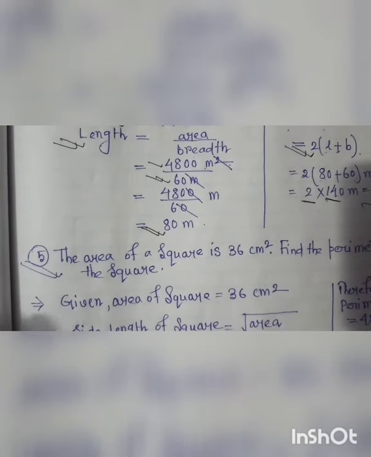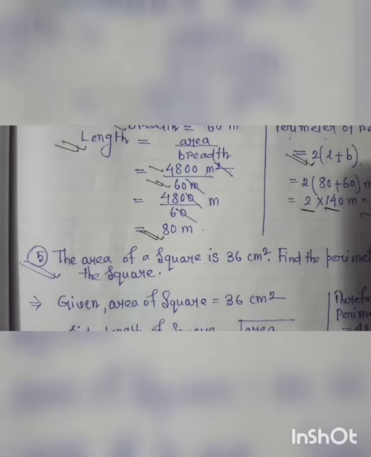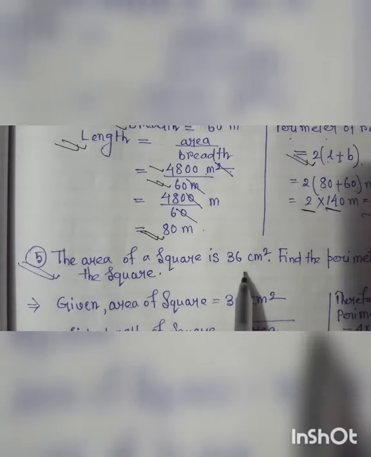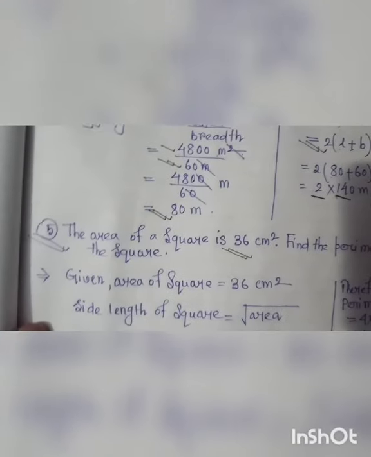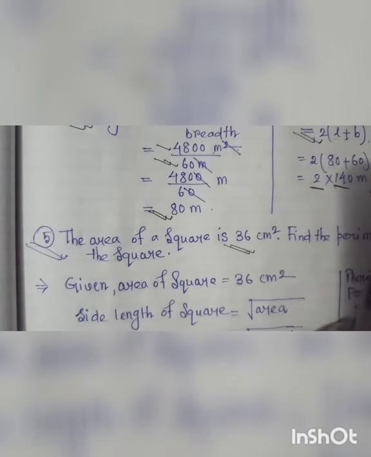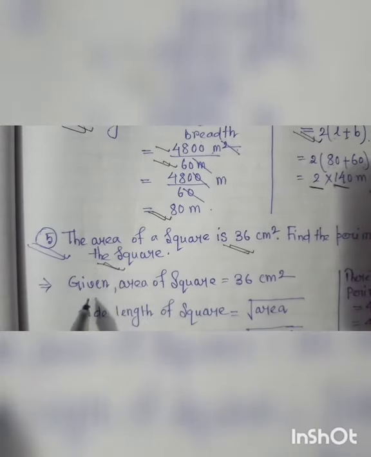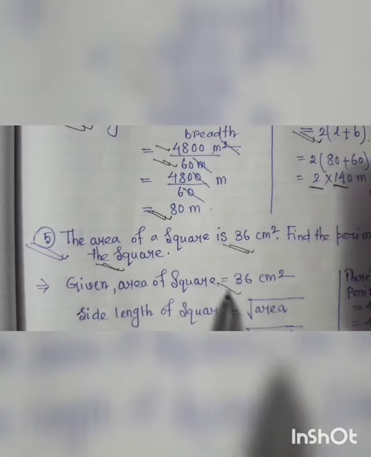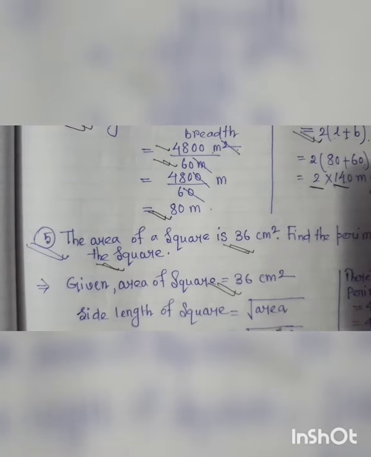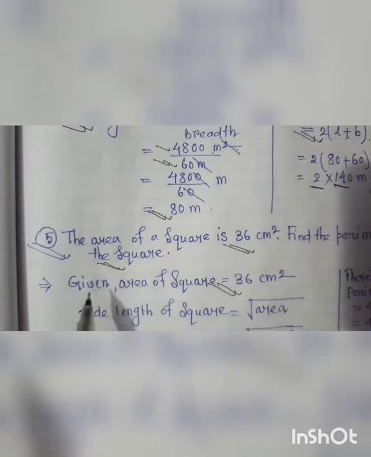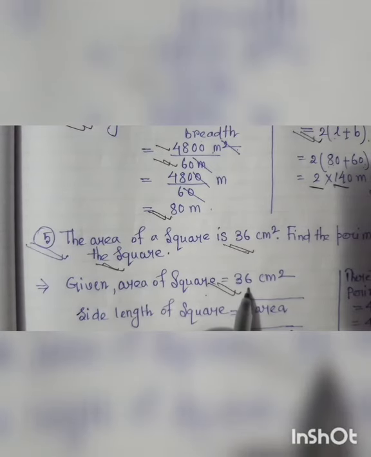Similarly, number 5, another problem. The area of a square is 36 cm square. Find the perimeter of the square. Given the area of the square, it is given. But we need to find the perimeter. To get the perimeter of a square, we need the side length of the square. So from the area of the square, first we have to calculate the side length of the square.